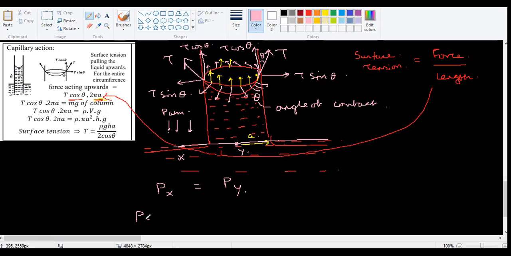Pressure at X is P atmosphere. Pressure at Y is, on top of this, there is still atmospheric pressure acting, right? So that plus this liquid column.